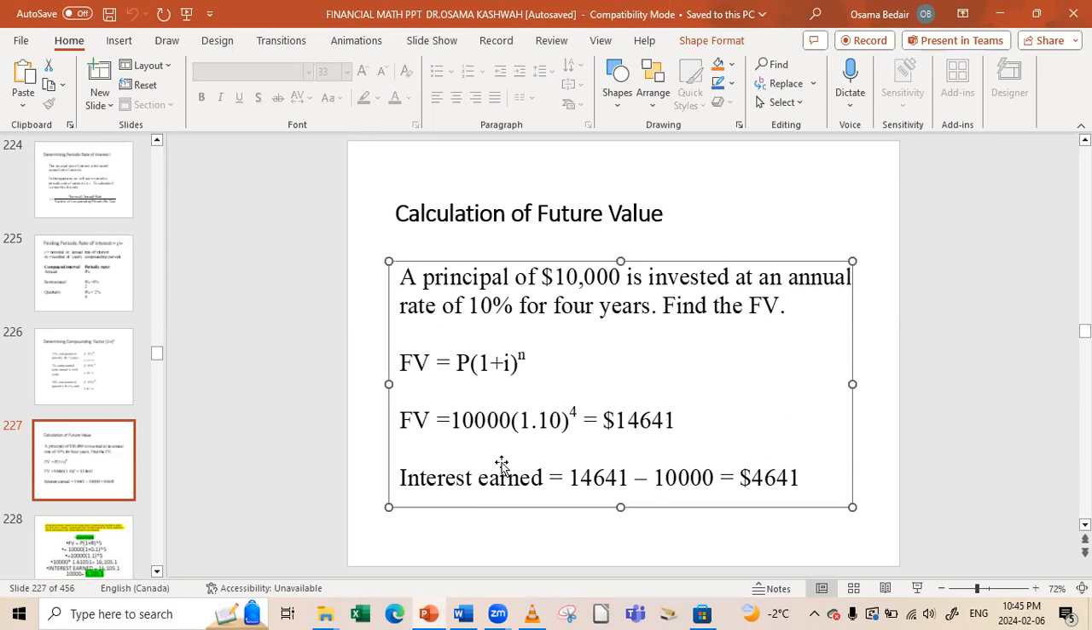14,641. So if I want the interest earned, it will be all the amount, which is the sum, minus the principal. So only this will be the interest, 4,641. This is an example here right now.